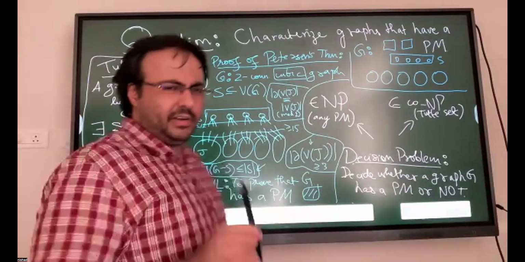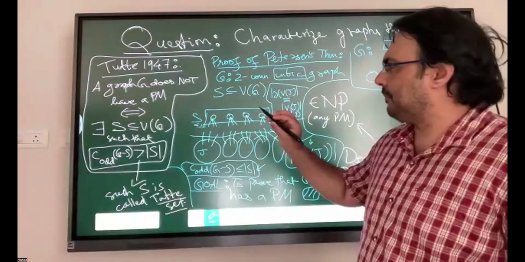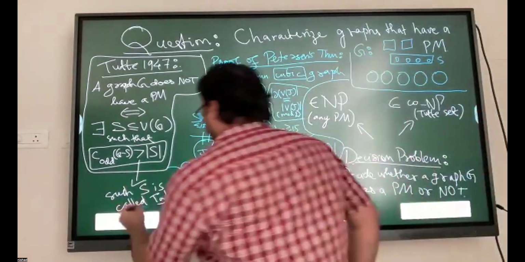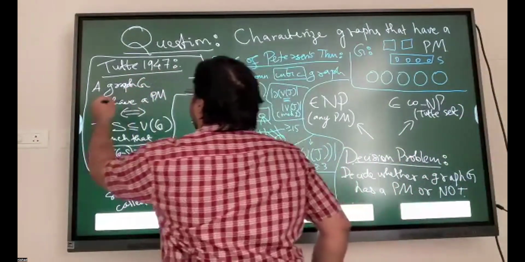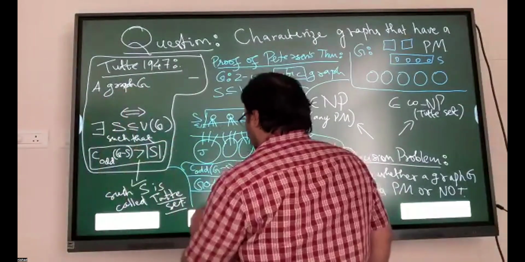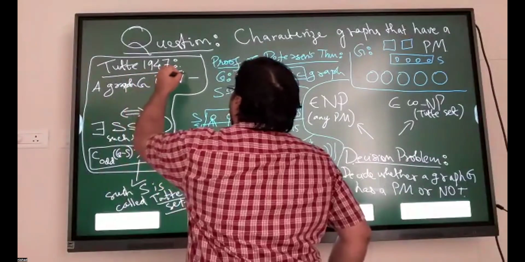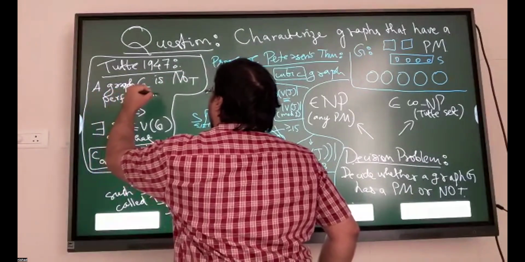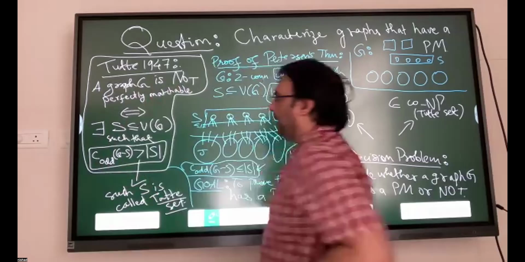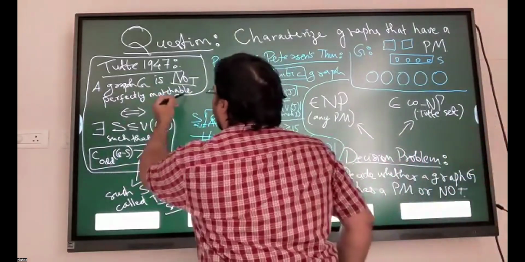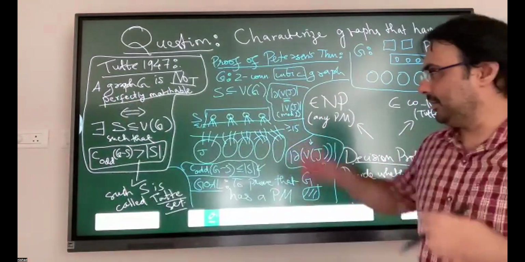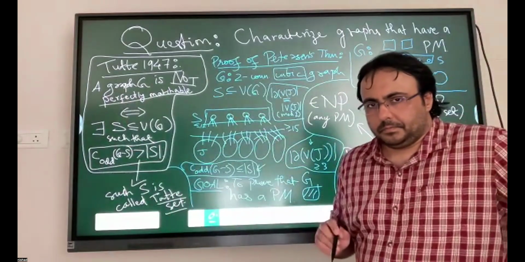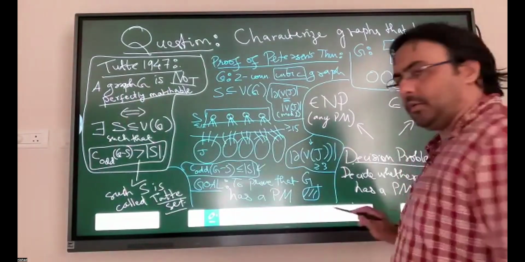But before we prove that, let me use one terminology. I will say a graph is perfectly matchable if it has a perfect matching. Let me just write here a graph G. Tutte's theorem says that a graph G is not perfectly matchable if and only if this happens. So not perfectly matchable means it does not have a perfect matching. I will use this terminology. It will just make things a bit shorter. Are there any questions or concerns?